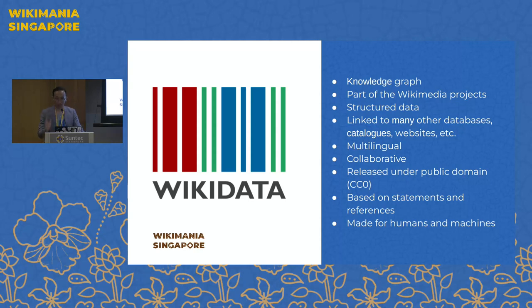So let me just run through this very quickly. I think it has been discussed several times what Wikidata is. So I just want to put it loud and clear that Wikidata is a knowledge graph. If you think it's a database, you're not wrong, but a knowledge graph is a higher level of a database, because a database can be just a database where different data sets are not connected to each other. For a knowledge graph, it means that different items are connected to each other.